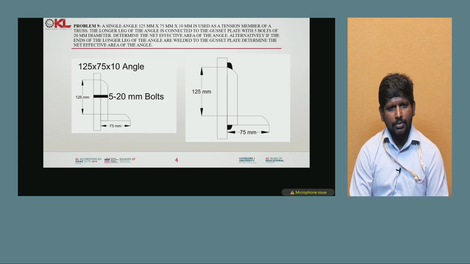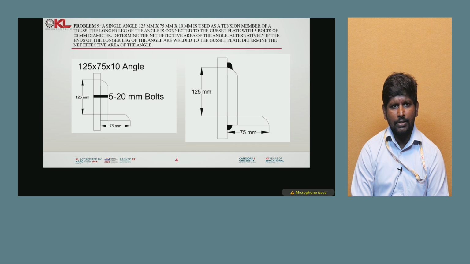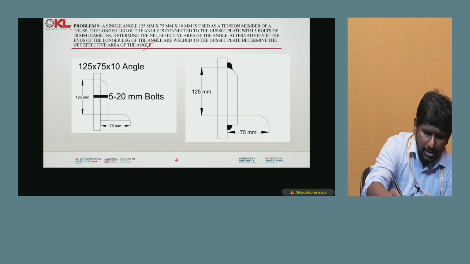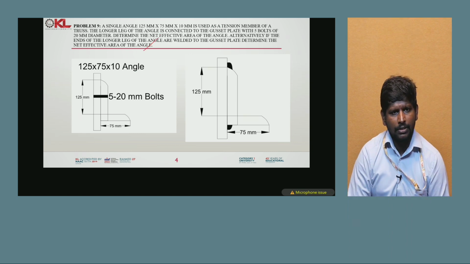I came up with one design example. In the design example you can see a single angle of 125 mm into 75 mm and 10 mm as a tension member, with the longer leg of the angle connected to the gusset plate with 5 bolts of 20 mm dia. Determine the net effective area of the angle; alternatively, if the end of the longer leg of the angle is welded to the gusset plate. Here they are asking for the net effective area. Whenever a tension member is there, they will ask you to find the net effective area.